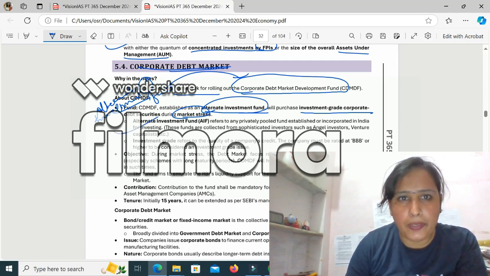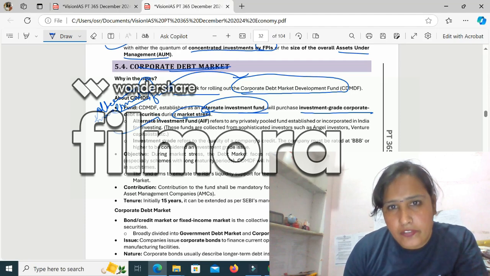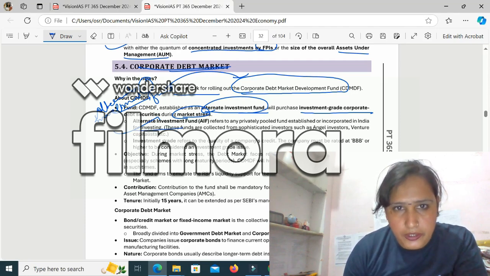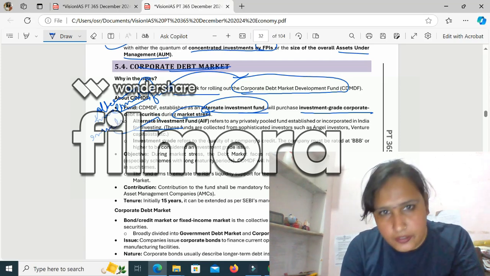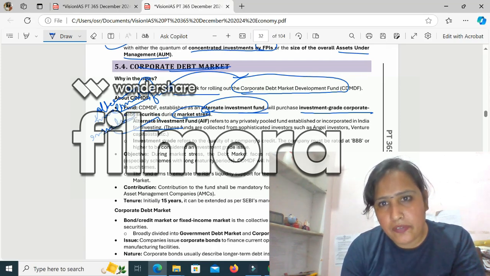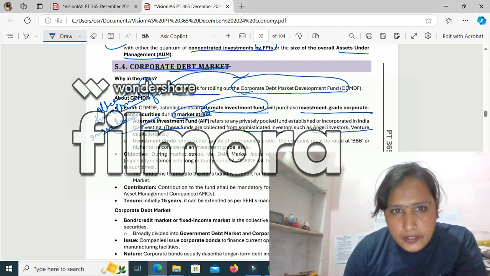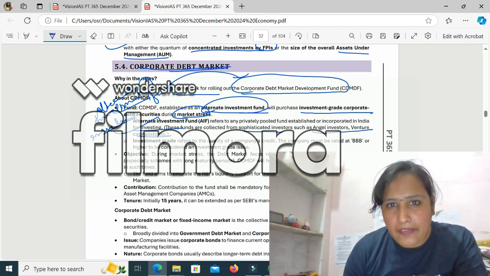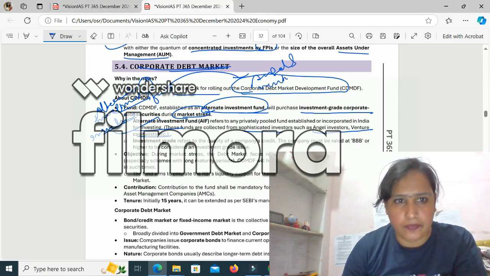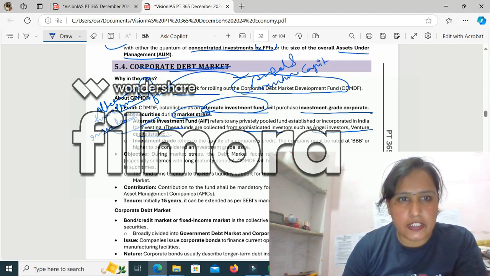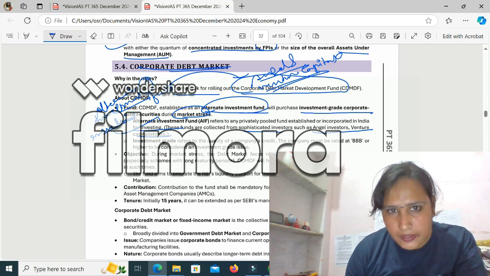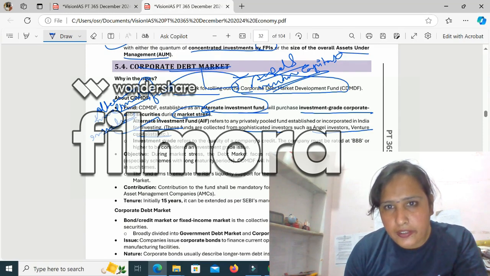So this is the alternate investment fund, a privately pooled fund established or incorporated in India for investing. The money is collected from sophisticated investors such as angel investors and venture capital. So two types of investors are there: first is angel investors, second is venture capital. So two types of investments are there, angel and venture capital, in the corporate debt market.